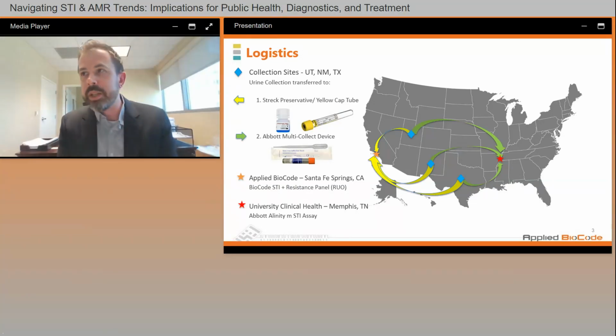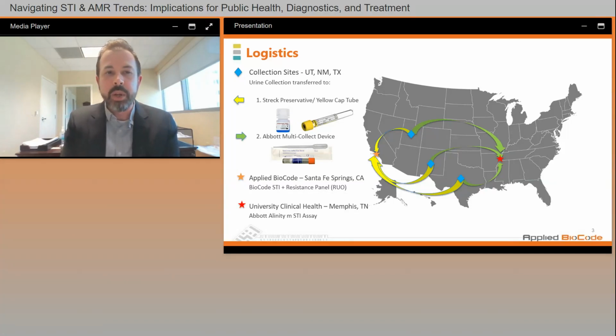And then, as you can see in the flow map here, those samples were shipped weekly from the collection sites to UCH and Applied Biocode, and the results were shared back with the collection sites in the Access Research Group here.